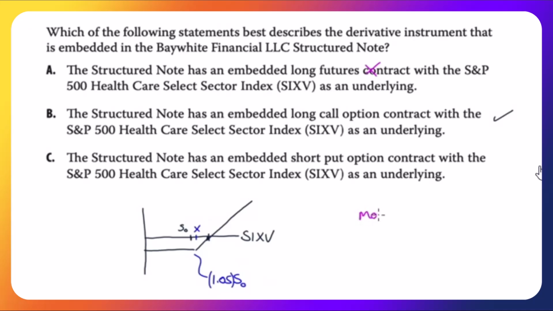Well, what's the payoff of an option? It's the maximum of zero or ST minus X, right? And that's exactly how the payoff was described. B: the structured note has an embedded long call option, so far so good, with the S&P 500 Healthcare Sector Index as an underlying. That's exactly what it has. And C: the structured note has an embedded short put. Not a short put, it's a long call.